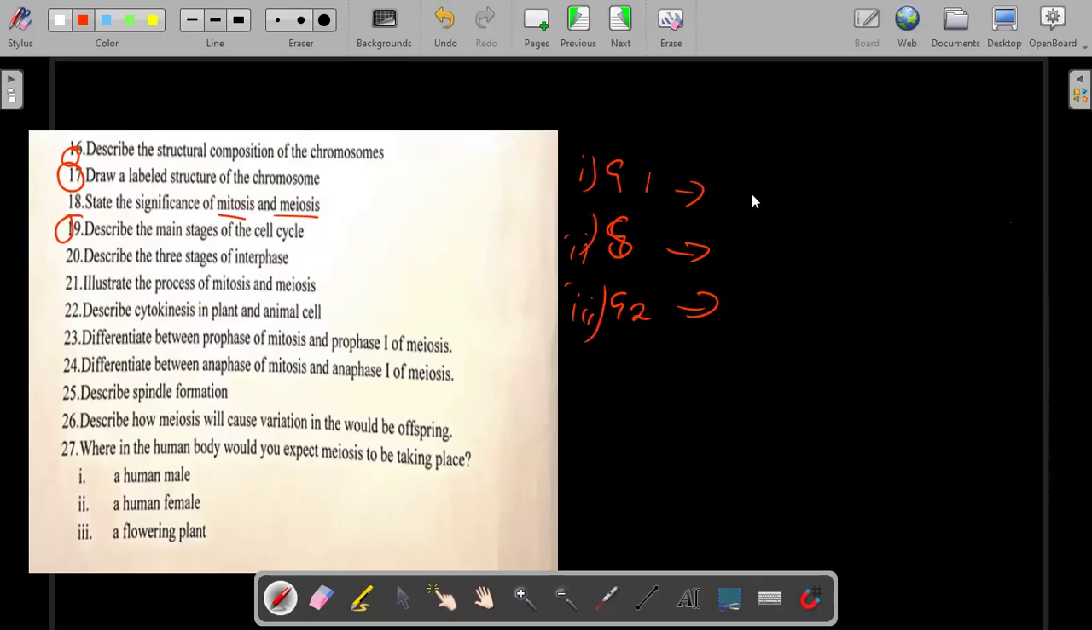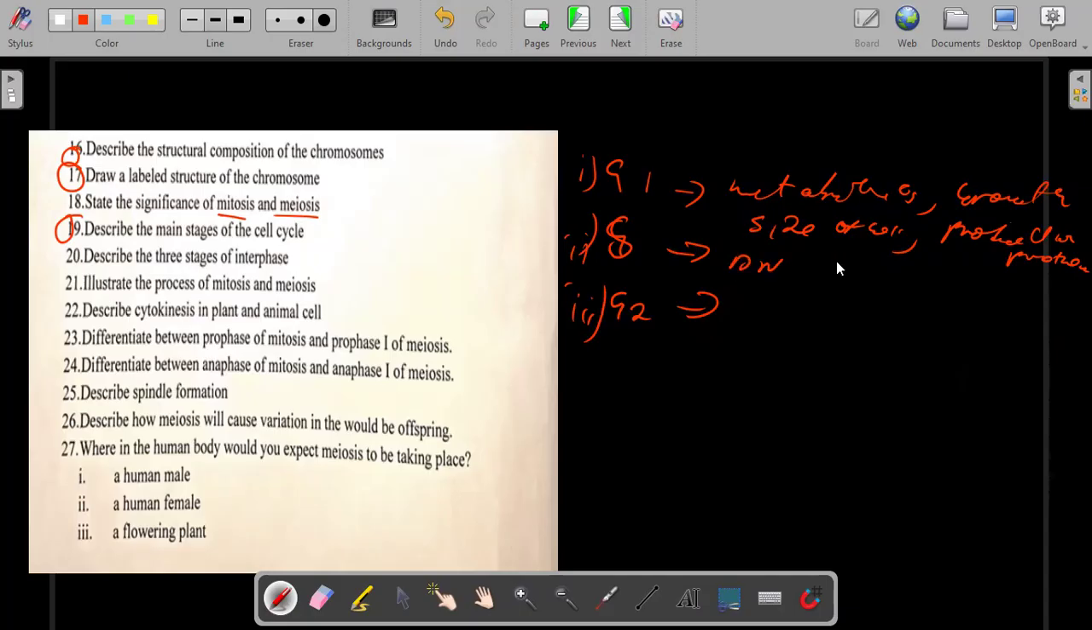Okay, so we are saying the G1, that's where you're going to see metabolic activities happening. Then we are going to see a growth in size of the cell. Then we are also going to see production of proteins. Okay, that's in the G1. Then in the S phase, DNA replication is going to happen. Okay, we have DNA replication.